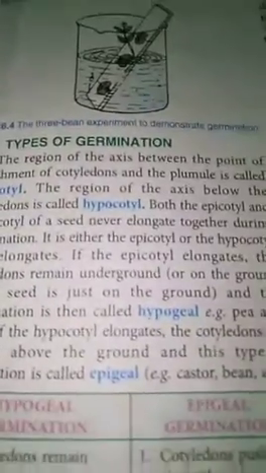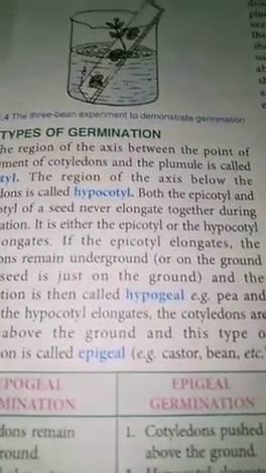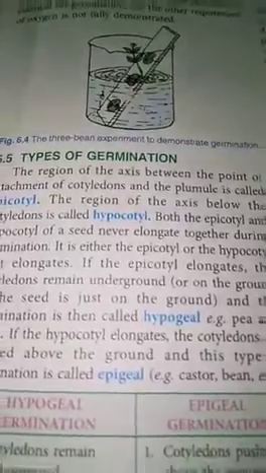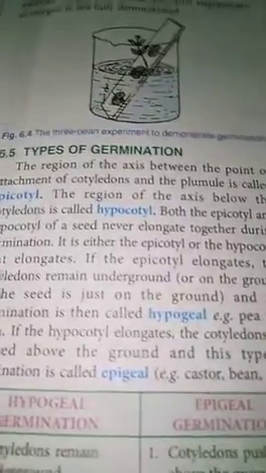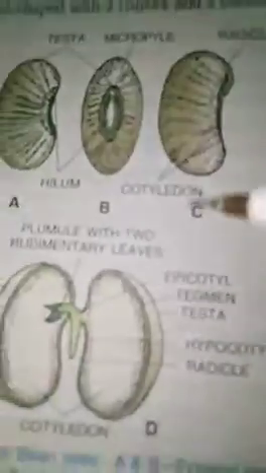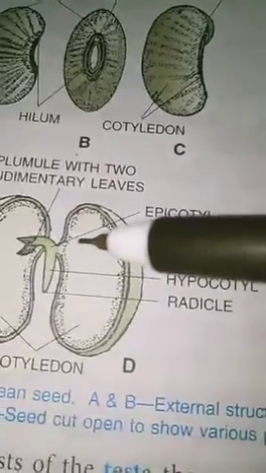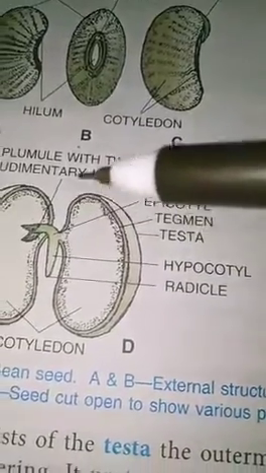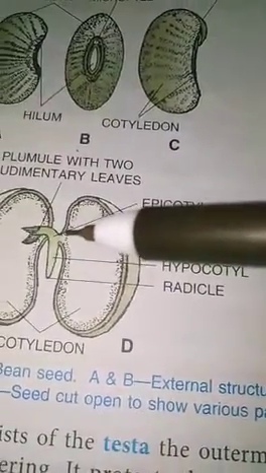There are two types of germination based on the elongation of epicotyle or hypocotyle. Then what is epicotyle and hypocotyle? Epicotyle is the portion above the axis of attachment of embryo to the cotyledon.